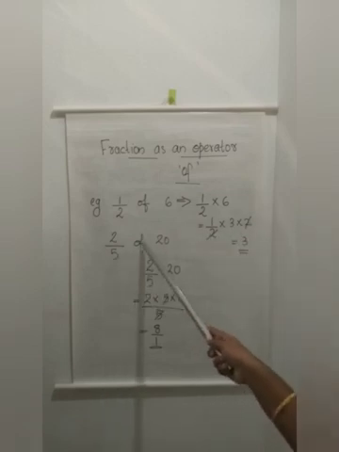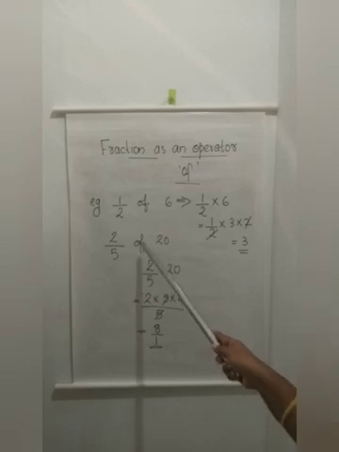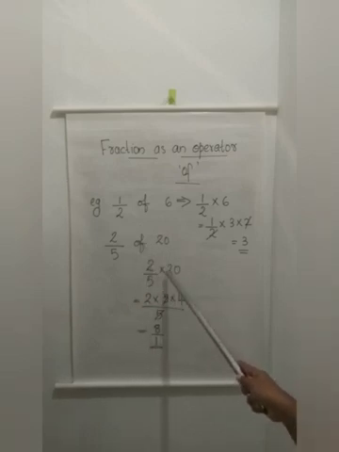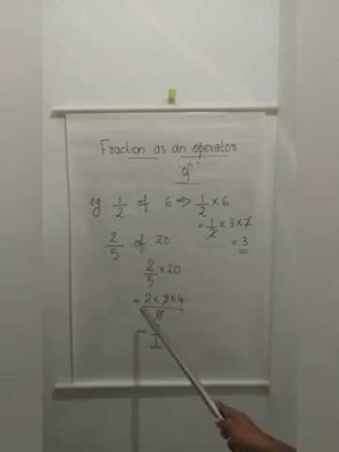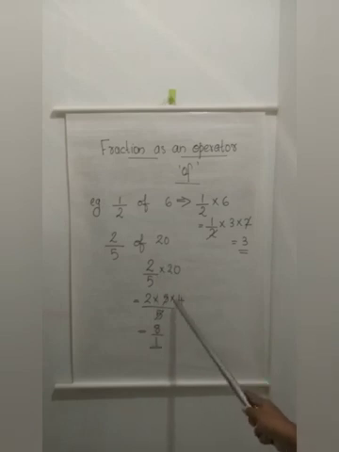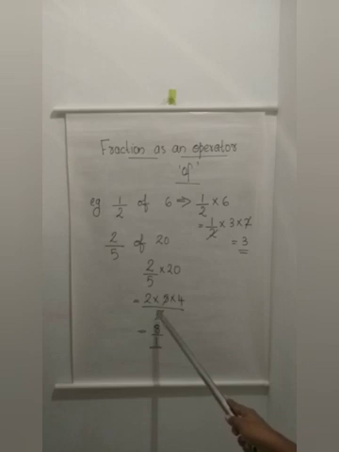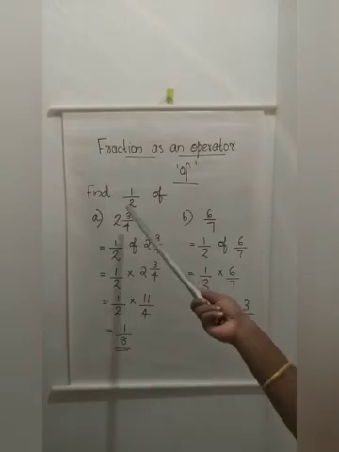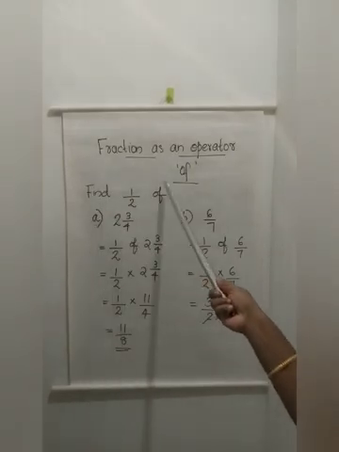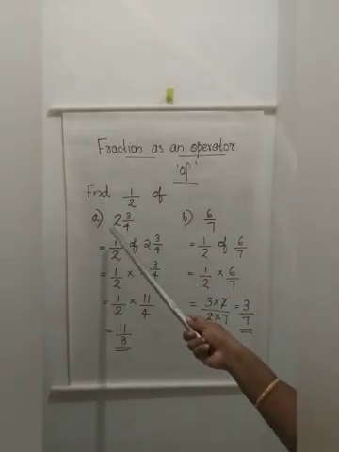Now 2 by 5 of 20. I said of means multiplication. So 2 by 5 into 20. So factorizing 20, you are getting 5 into 4. So here 5 and 5 are common. Cancelling. What is remaining here? 2 into 4. Here 1. So 8 by 1.